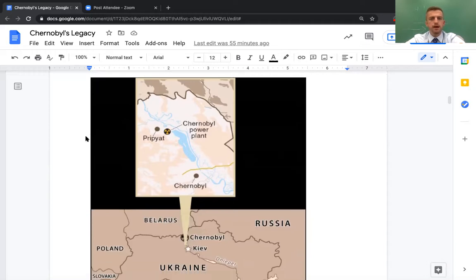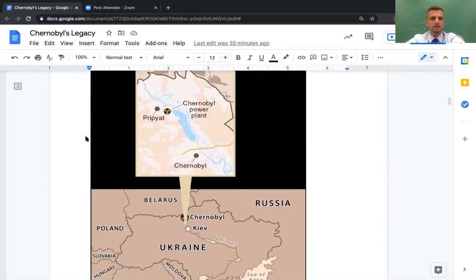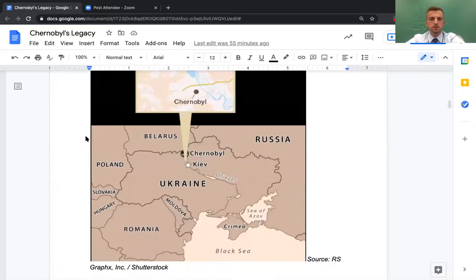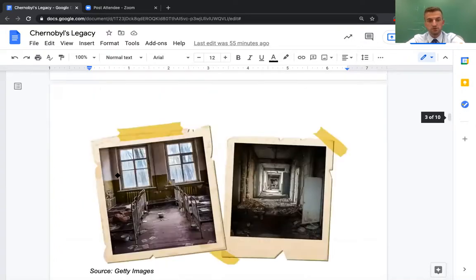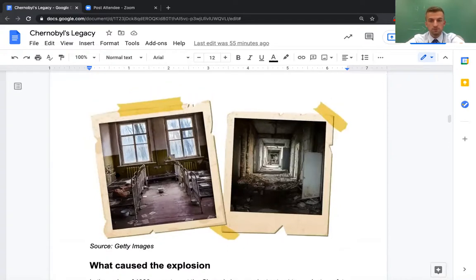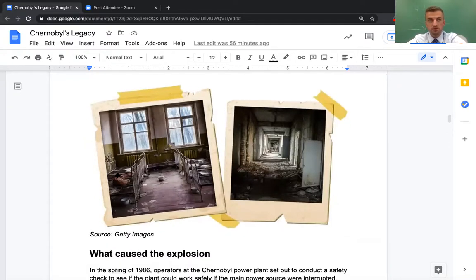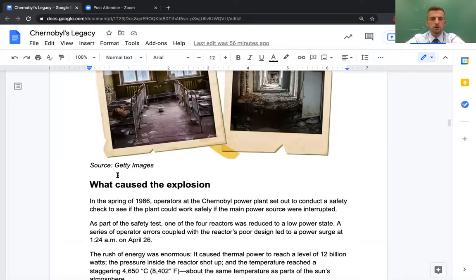And we see a map of where Chernobyl is, what country it's in, what other countries it's close to, and some pictures from Chernobyl. These are super creepy. When you're done with this quiz, if you want to Google Chernobyl pictures, it's weird. Anyways, back to the article.